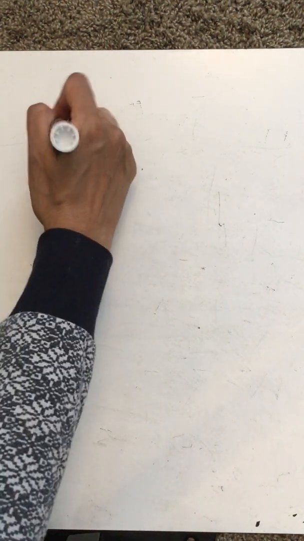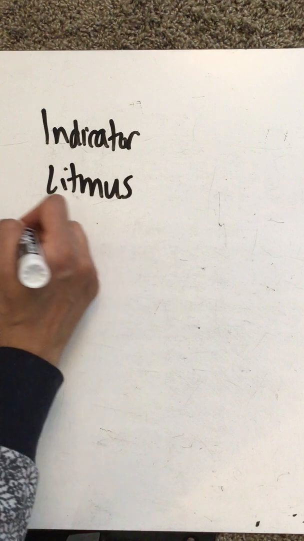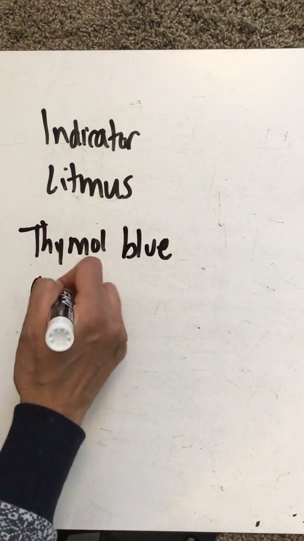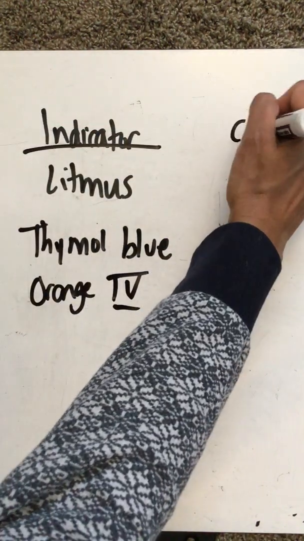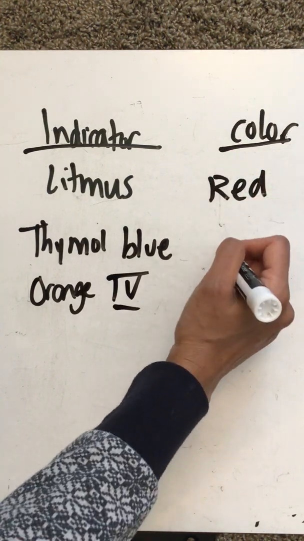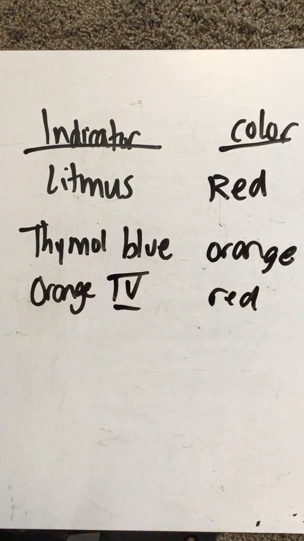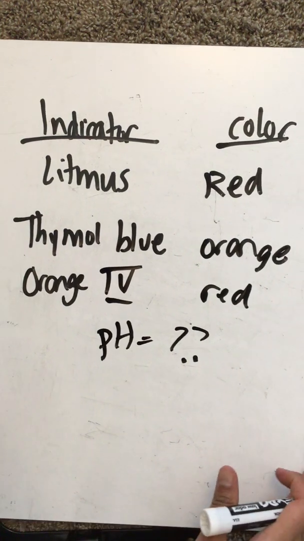You're using the indicator litmus, the indicator thymol blue, and the indicator orange 4. These are the indicators you're using, and this is the color it is. The color for litmus is red, the color for thymol blue is orange, and the color for orange 4 is red. Now it wants to know, what is the pH of the solution? You want to estimate that.